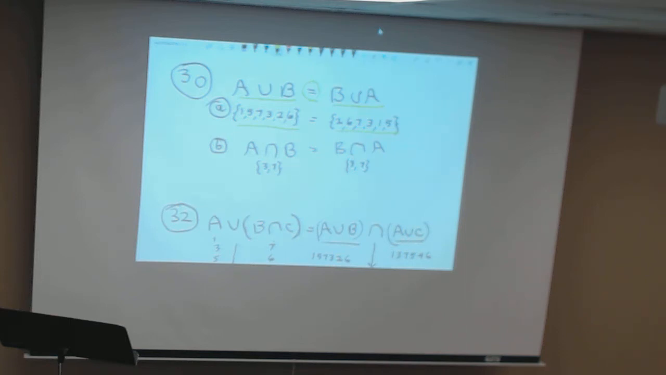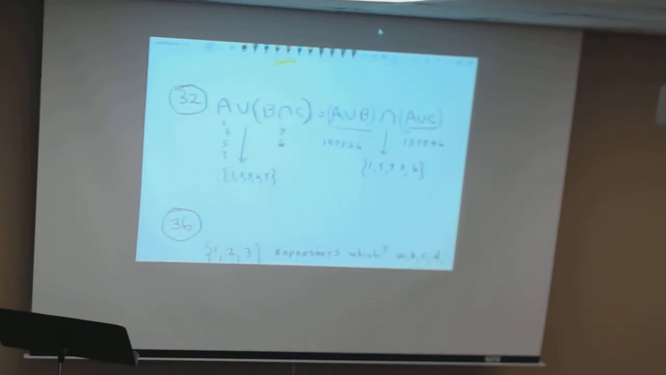Okay, so let's go to 30B. Again, they want us to verify that these two are equal. What's the intersection of A and B? Here's A, here's B. What do they have in common? 3 and 7. Everybody see that? What's the intersection of B and A? Same thing, 3 and 7. That's all they're wanting you to do here. Number 32.